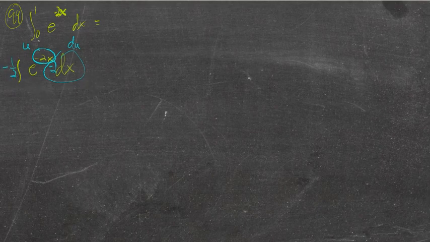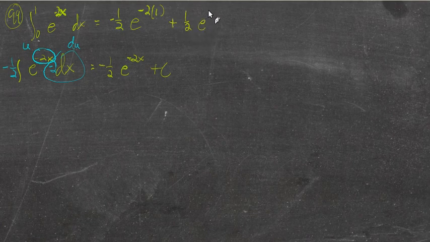So the u substitution method lets us now write this as negative 1 half times e to the u, so negative 2x, plus c. And now we can use the fundamental theorem of calculus, which tells us that we take this function and plug in 1, so that's negative 2 times 1, minus a negative 1 half, so that'd be a positive, so plus 1 half times e to the negative 2 times 0.